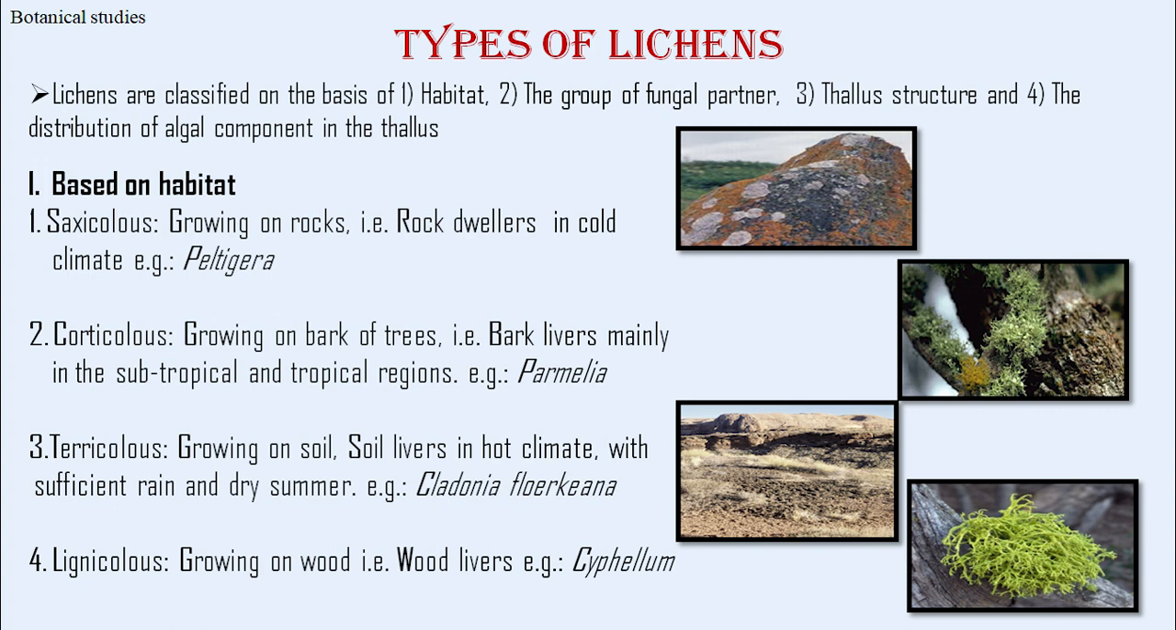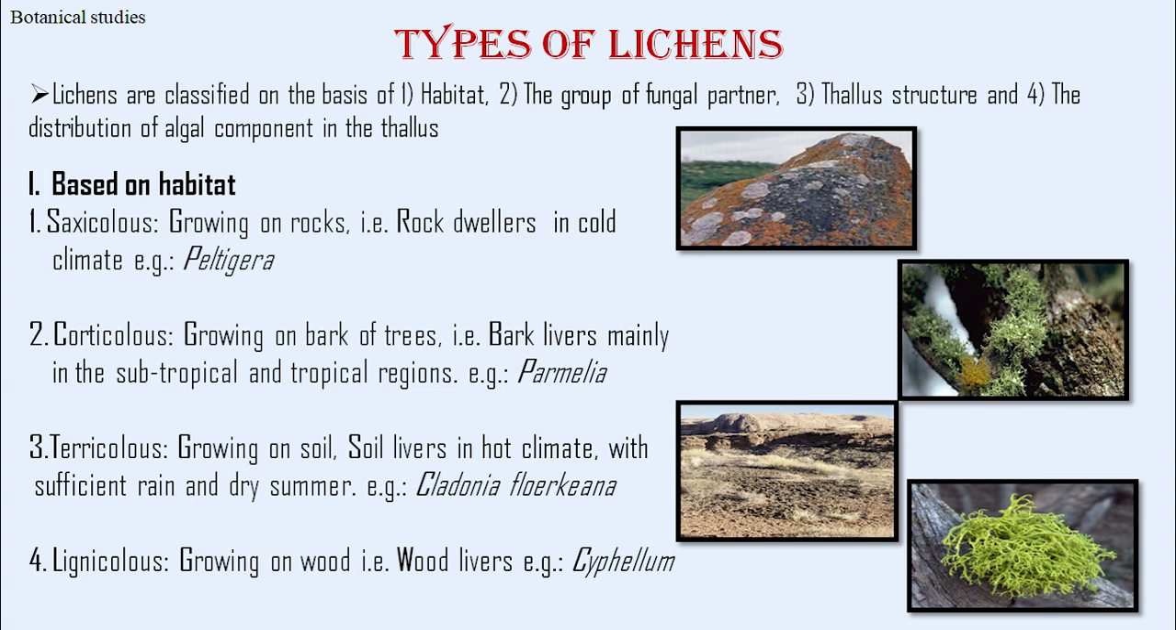Lichens are classified on the basis of four different types: habitat, the group of fungal partner, thallus structure, and lastly, distribution of algal component in the thallus. Let us study in detail. Types of lichen based on habitat. There are four different types of lichens.